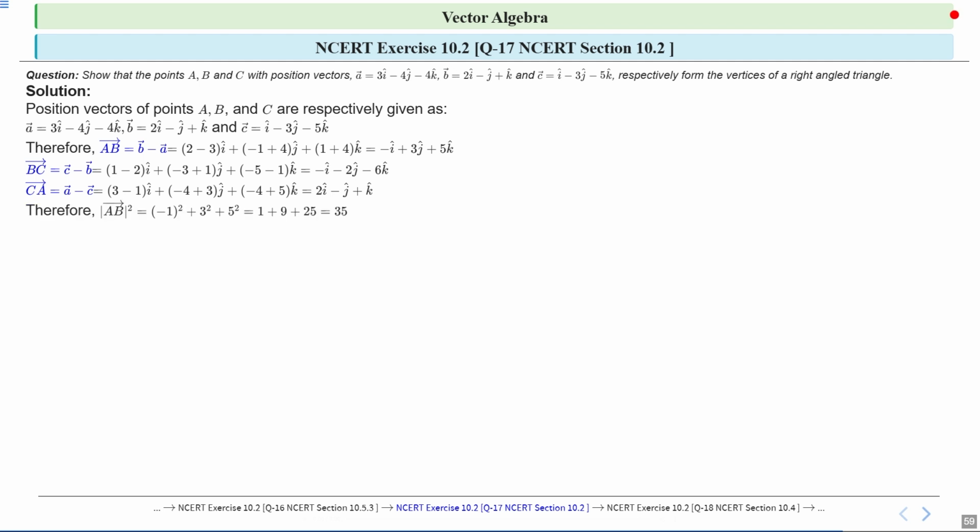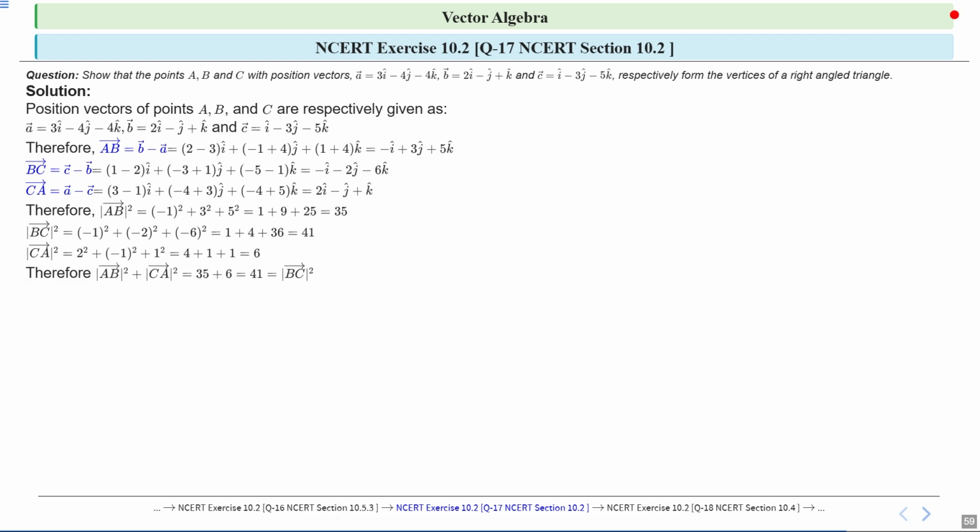Therefore, magnitude of AB vector square will be equal to minus 1 square plus 3 square plus 5 square, which is equal to 1 plus 9 plus 25, which is equal to 35. And magnitude of BC vector square will be equal to minus 1 square plus minus 2 square plus minus 6 square, which is equal to 1 plus 4 plus 36, which is equal to 41. And magnitude of CA vector square will be equal to 2 square plus minus 1 square plus 1 square, which is equal to 4 plus 1 plus 1, which is equal to 6.